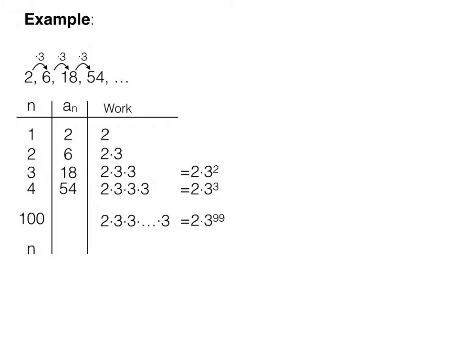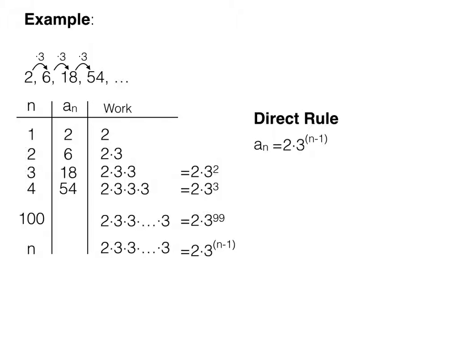That helps us if we plug in n instead of 100. We know we're going to have 2 times a bunch of 3's, but how many? 1 less than the term number. So 2 times 3 to the power of n minus 1. So there you have it. That's our direct rule. a sub n equals 2 times 3 to the power of n minus 1.